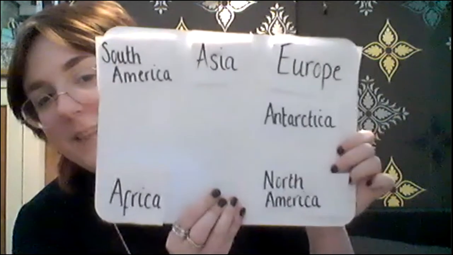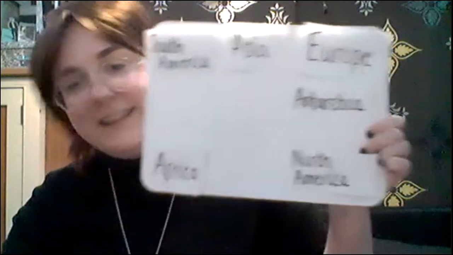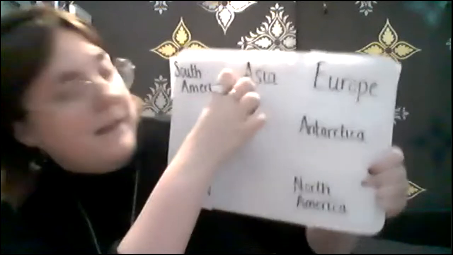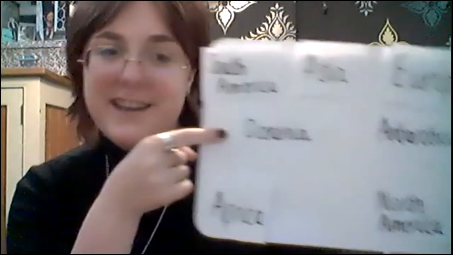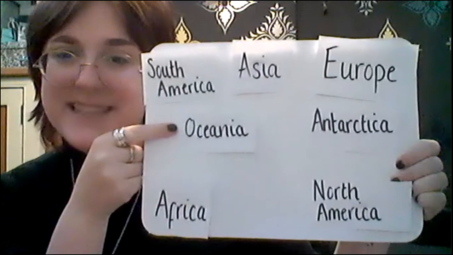I'm going to show you in 3, 2, 1. Oceania. Oceania was missing. Well done if you got them all. Thought I'd make that one extra tricky just to stretch you a little bit. So we're going to go back to our PowerPoint. Well done. You've done super well so far.